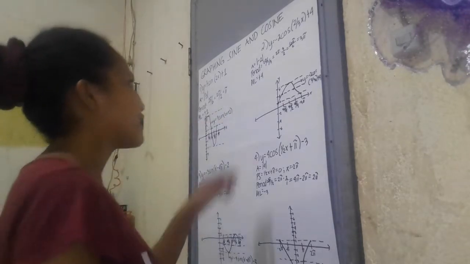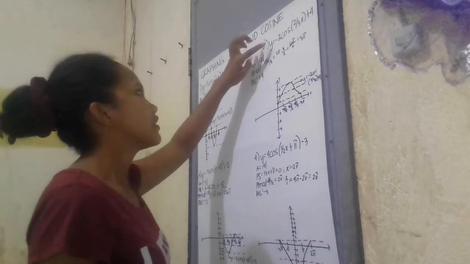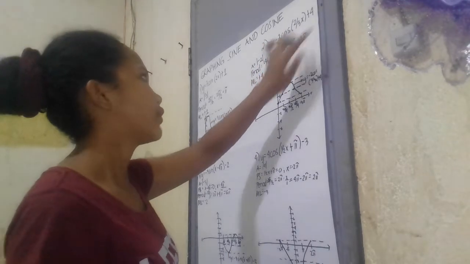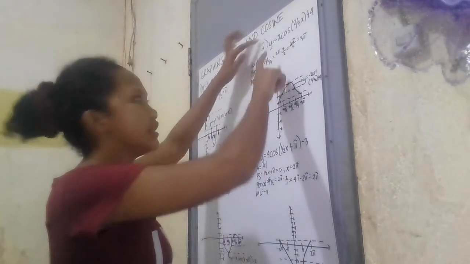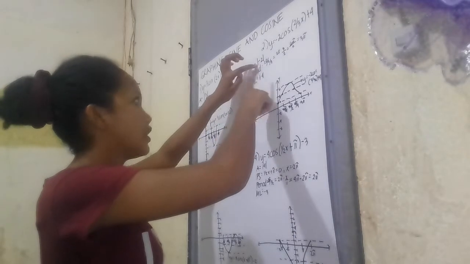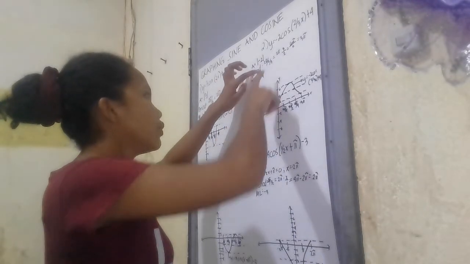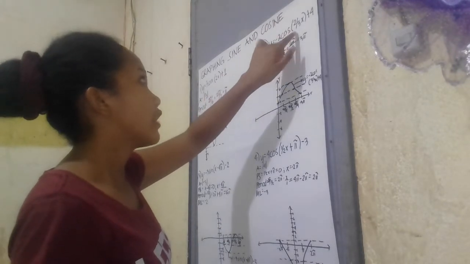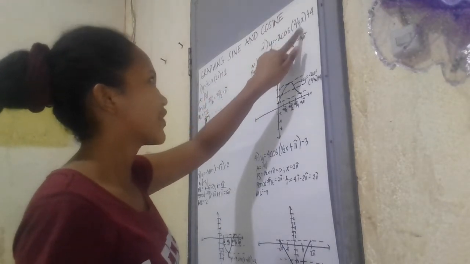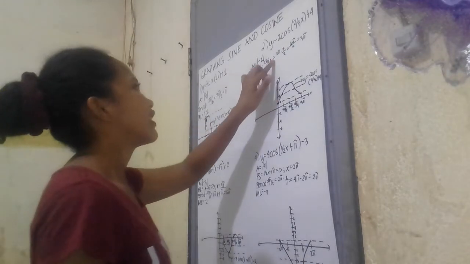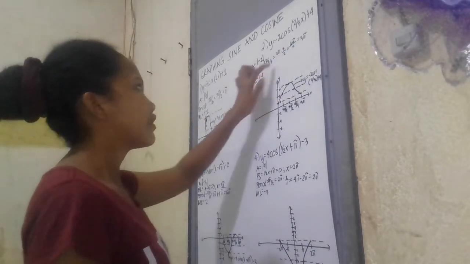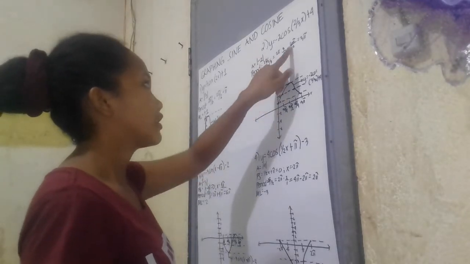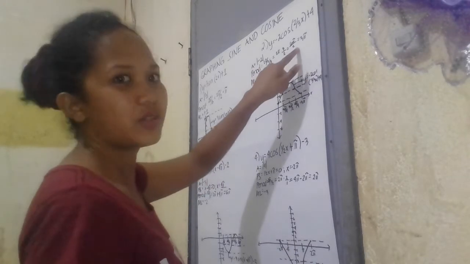So the next is cosine: y equals negative 2 cosine 2 over 3x plus 4. This is our amplitude, the absolute value of negative 2. Then our period is equal to 2 pi over 2 over 3. So we get 2 pi times the reciprocal of 2 over 3, which is 3 over 2. Multiplying, we get 6 pi over 2, which is equal to 3 pi.